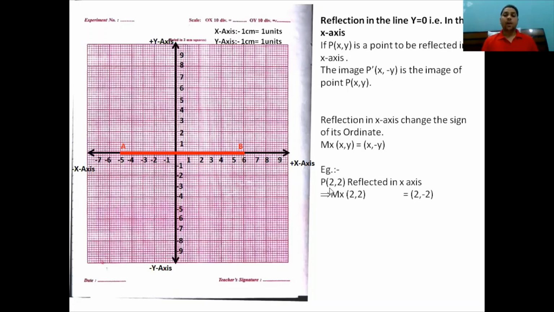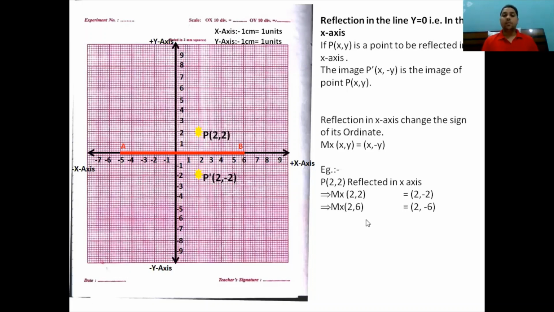Understand? For example, we have point (2, 2) to be reflected in the x-axis. Where will be the image? The image will be at an equal distance, 1, 2, then the image will be here. So what are the coordinates of point P dash? (2, -2).